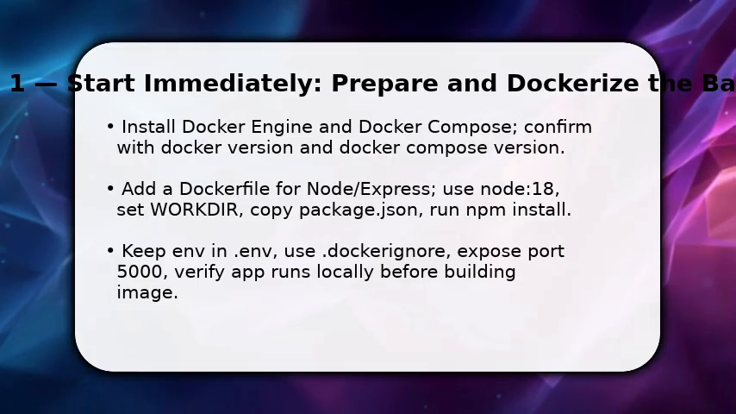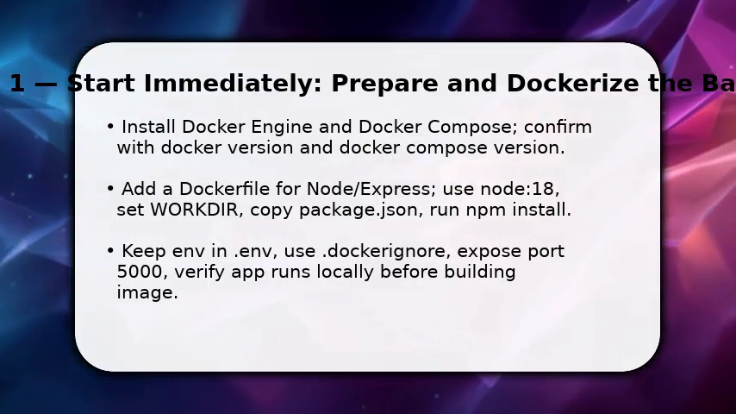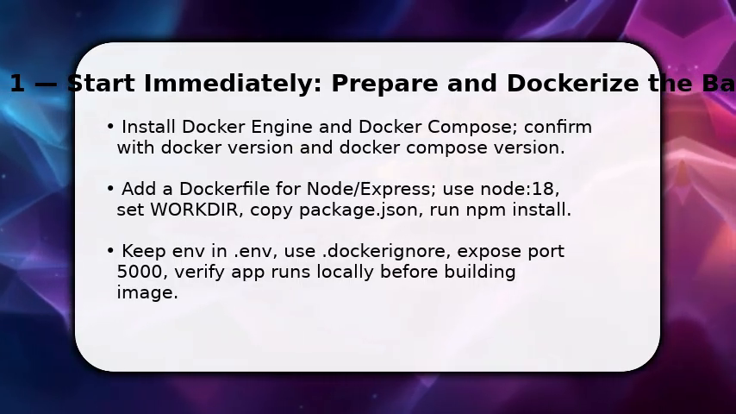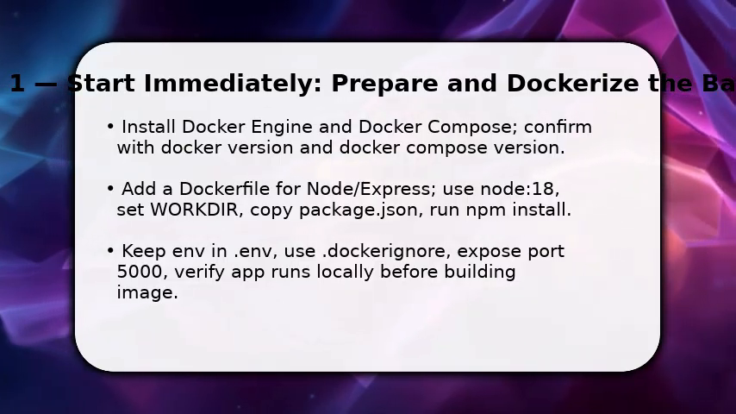You start by preparing the backend container so you can iterate fast. Install Docker Engine and Docker Compose, then create a concise Dockerfile using Node 18. Set workdir, copy package.json, run npm install and copy source.